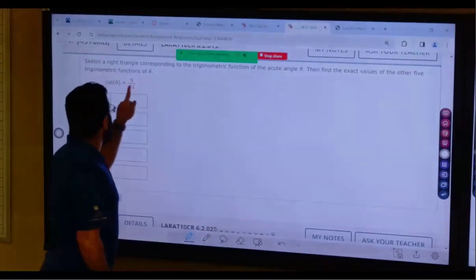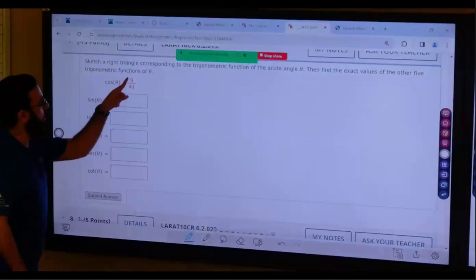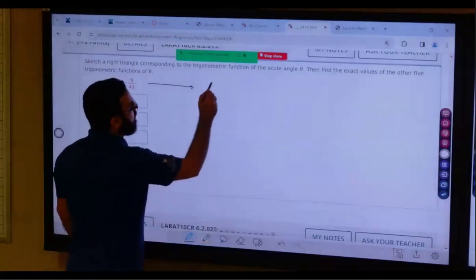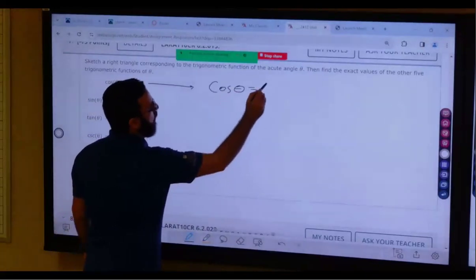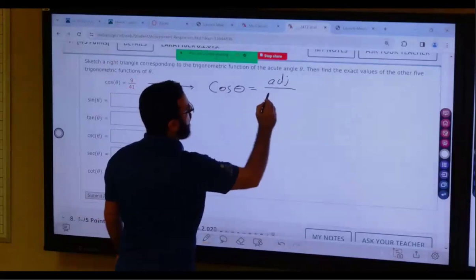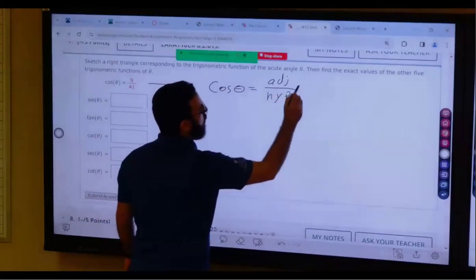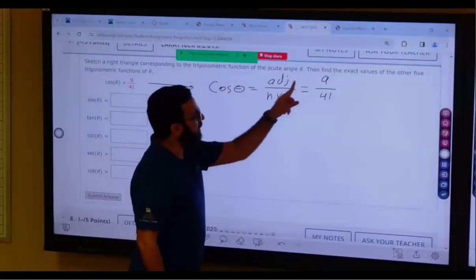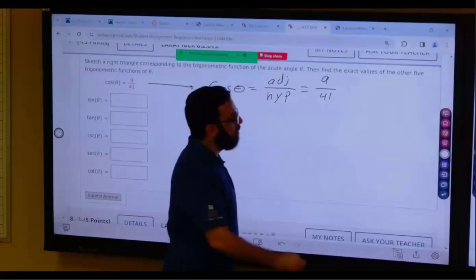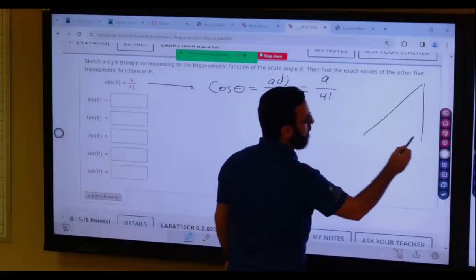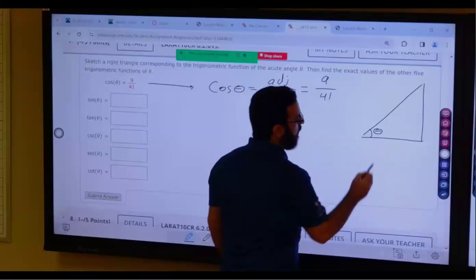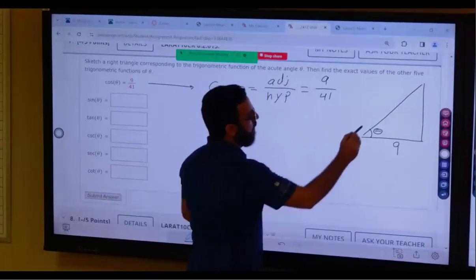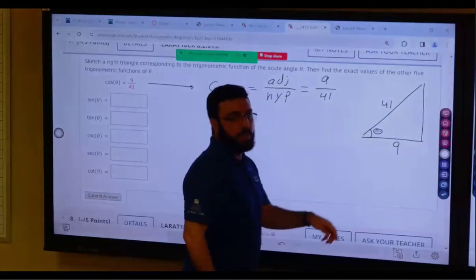So check here what it says: cosine equals 9/41. What does that mean? Adjacent over hypotenuse. That means cosine theta equals adjacent over hypotenuse, which is equal to 9/41. So you already have the adjacent, go ahead, do a simple graph. This is the angle. The adjacent is this one, and there's 41.